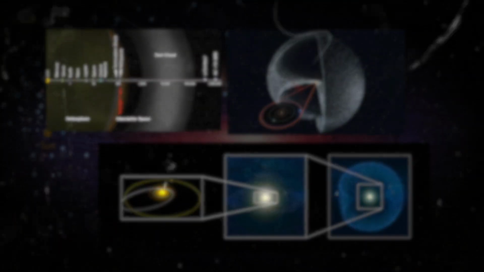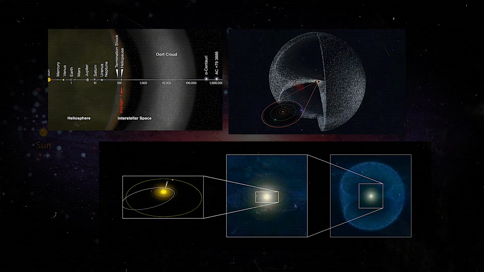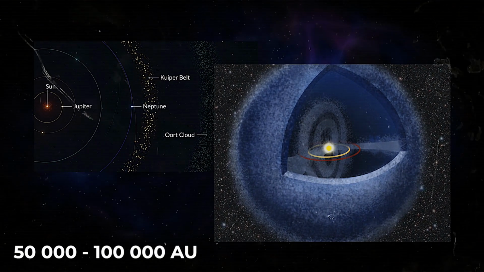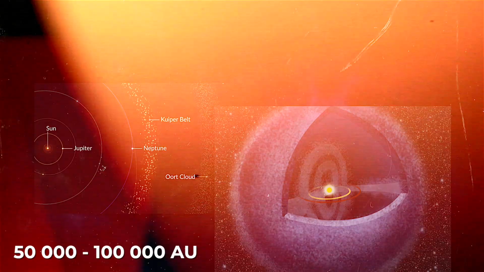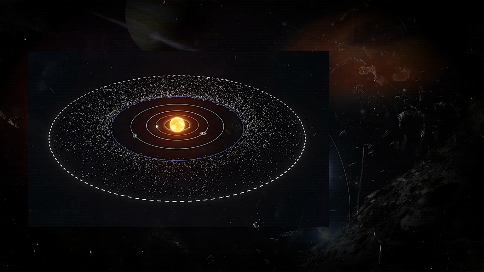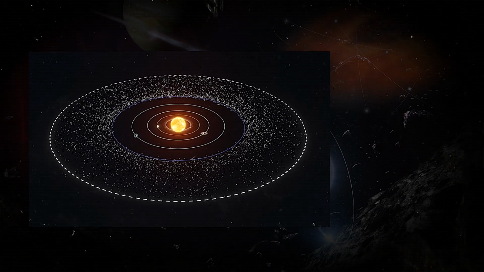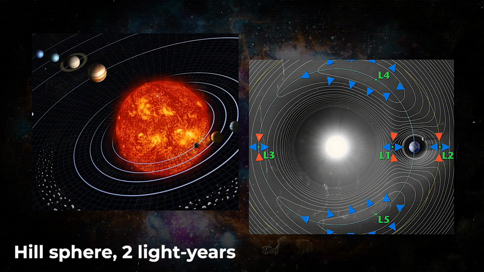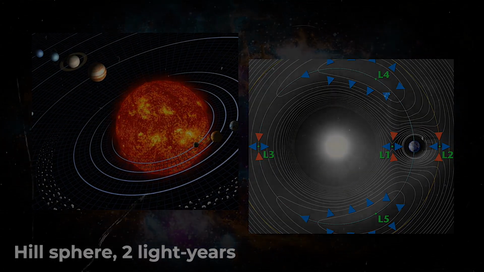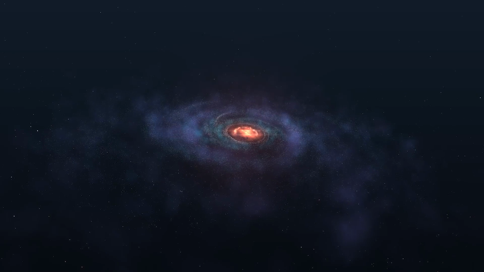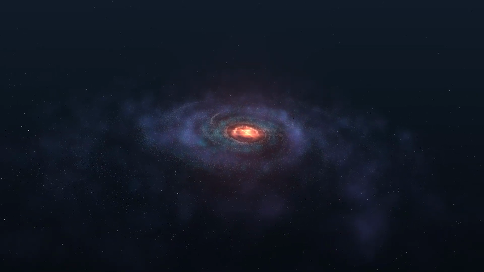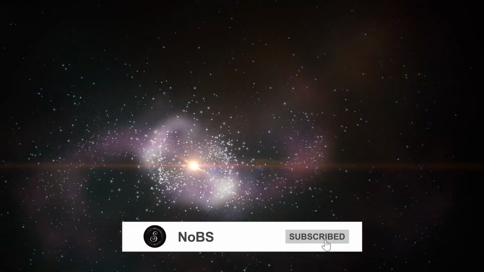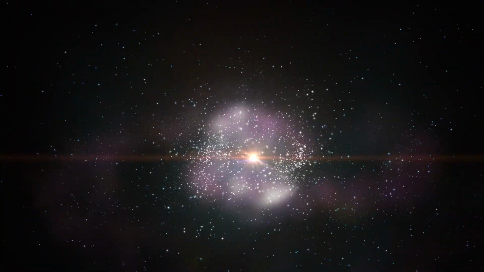This cloud represents a section of interstellar gas and dust in which the solar system moves. Its outer boundary could extend from 50,000 to 100,000 astronomical units, AU, equivalent to about 1 light year. It also marks the limit of the gravitational influence of the solar system, defining the Hill sphere, whose radius is approximately 2 light years. The Oort cloud is divided into 2 regions, a spherical outer cloud and an inner disc-shaped cloud. These clouds are thought to contain objects primarily composed of water, ammonia, and methane ices.